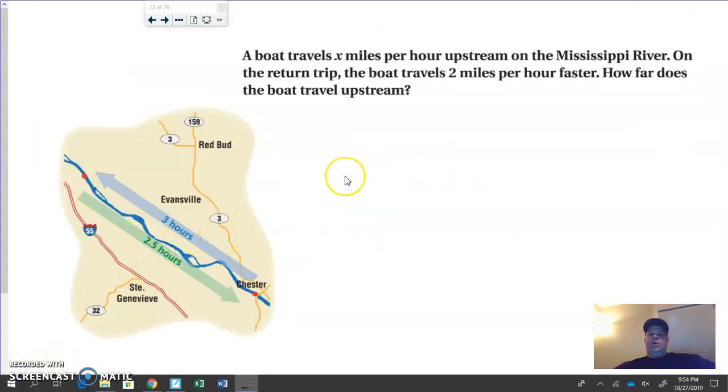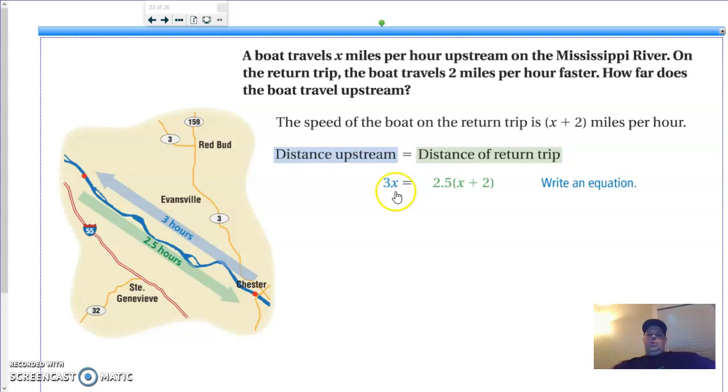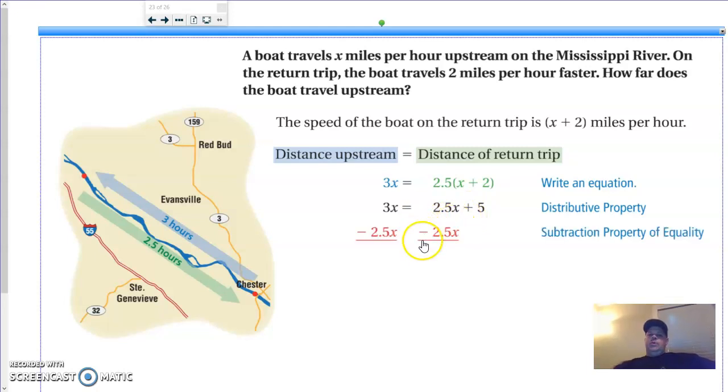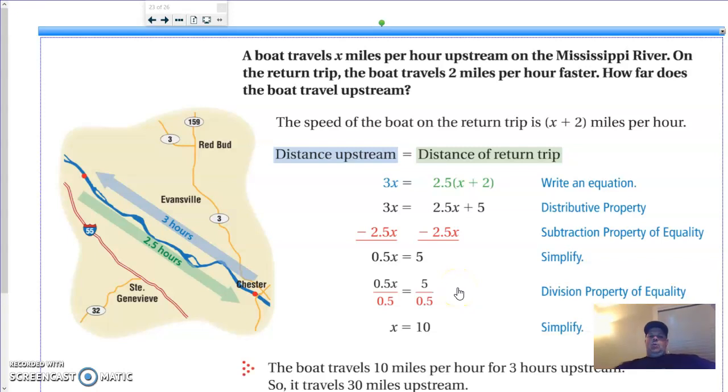Our final example: a boat travels x miles per hour upstream on the Mississippi River. On the return trip, the boat travels 2 miles an hour faster. How far does it travel? So as you can see, we've got x plus 2. We got 3x equals 2.5 times x plus 2. When we distribute, we get this. We then subtract 2.5x to get half x equals 0.5, so x equals 10. It went 10 miles per hour for 3 hours upstream, so it traveled 30 miles.